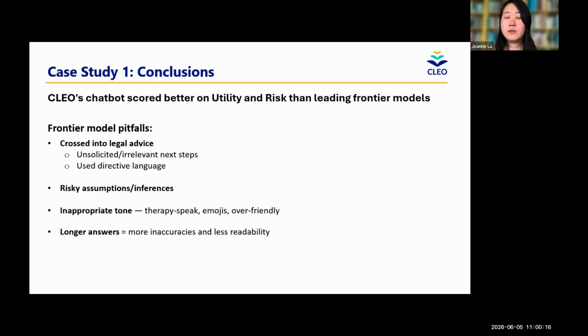It also made a lot of risky assumptions and inferences, and in its quest to please the user and provide an answer, it often would jump through hoops and make certain assumptions on behalf of the user when answering. It also had a very inappropriate tone at times, so it often used therapy speak. It would share emojis or be overly friendly, even when the situation did not call for it. Frontier models also had longer answers, and this led to more inaccuracies and less overall readability.